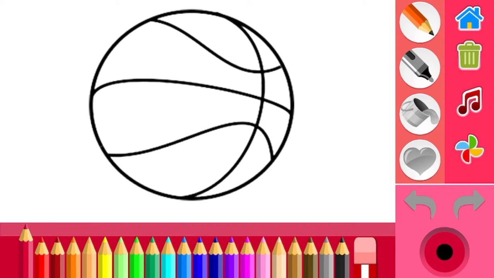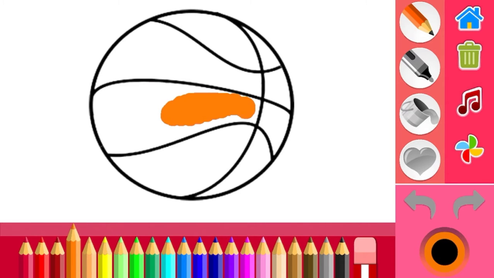At the very bottom, there is a black dot. So it gets smaller and it gets bigger. It just allows you to change the size of the coloring pencils or the markers. So let me just grab orange and show you guys. Just coloring in the basketball that's orange. Okay, let me show you guys another picture.